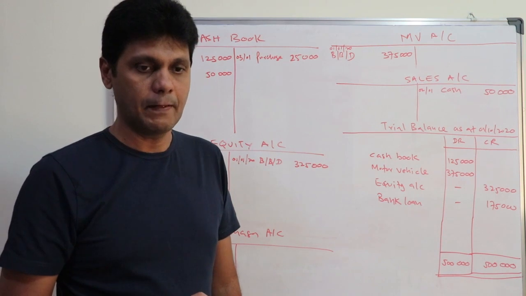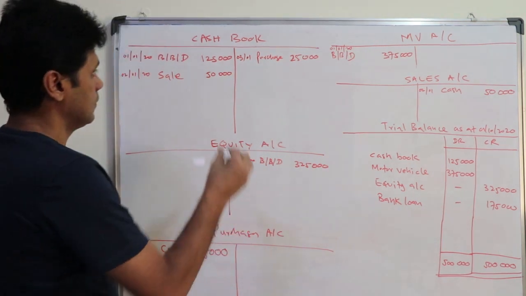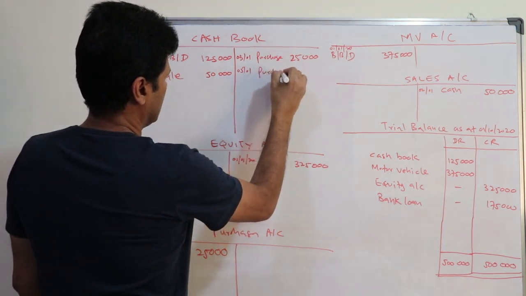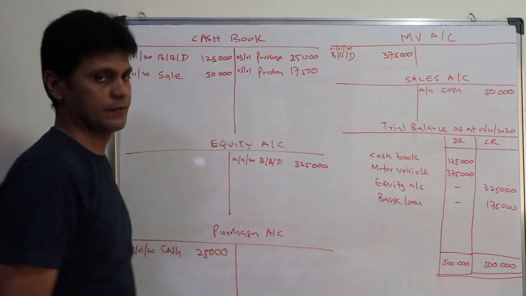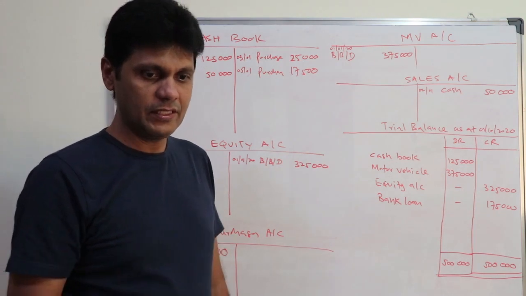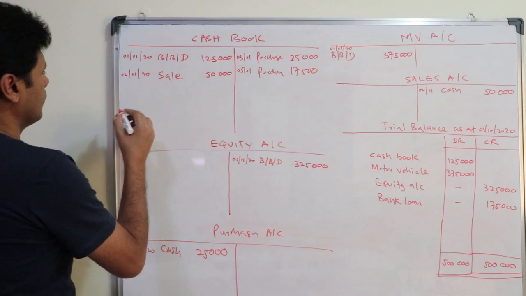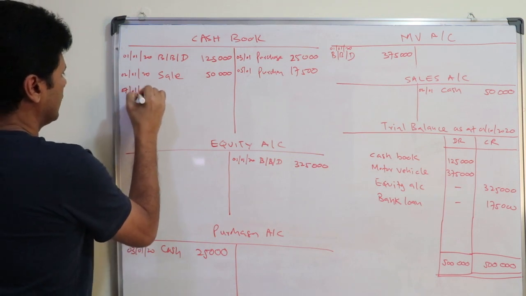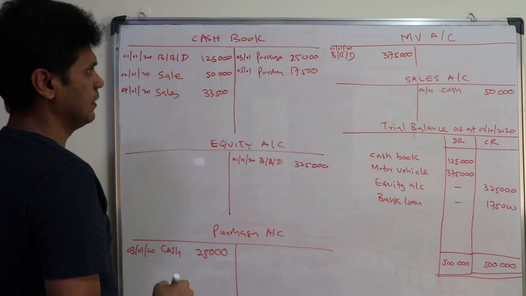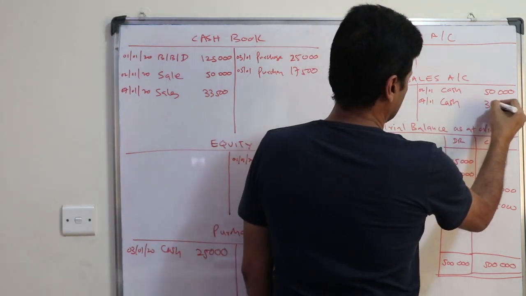What is the third transaction? Cash purchases $17,500. Let's say 5th January, purchases 17,500. The next transaction is cash sales of $33,500. Let's say 7th January 2020, sales 33,500. Sales account, 7th January, cash 30,500.